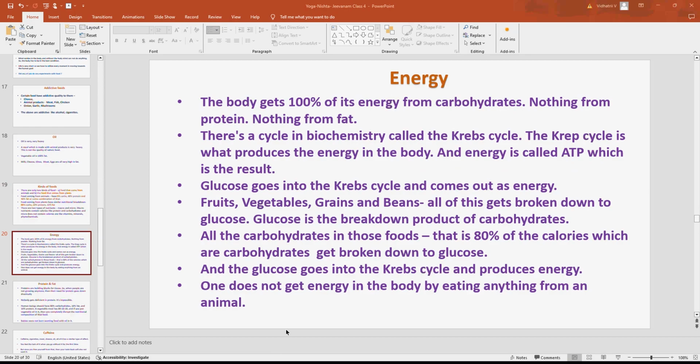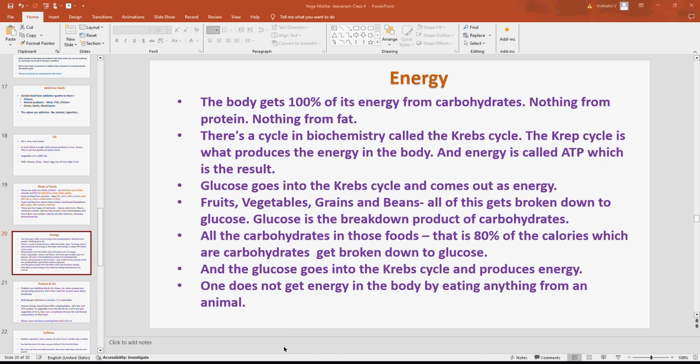We said that we need energy to function. The body needs energy to function. So where does that energy come from? That energy comes from the food. And what kind of food? The body gets 100% of its energy from carbohydrates. That's a very, very key point that we should remember. It gets 100% of its energy from carbohydrates, nothing from protein and nothing from fat.